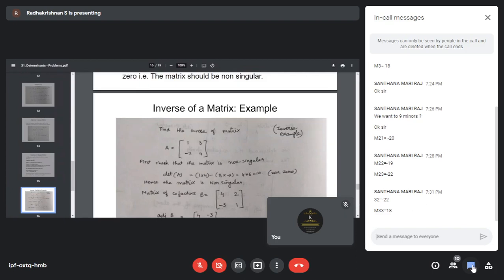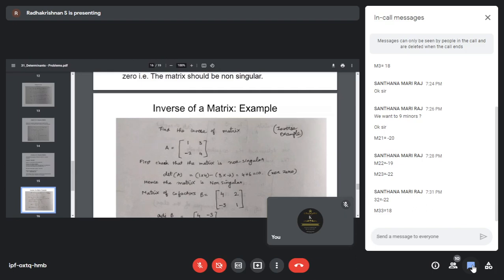Then you write the matrix of cofactors. For the first element, if you remove row 1 and column 1, what remains is 4. So you put 4. Next you remove the first row and second column. What remains is -2, but you have to multiply by -1, and it becomes +2. Similarly, this is -3 and this is 1. So the matrix of cofactors is 4, 2, -3, 1.